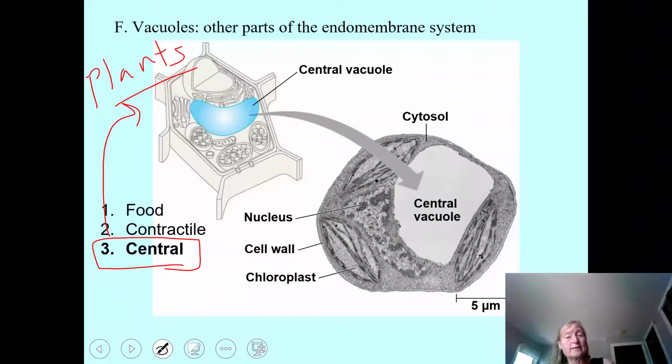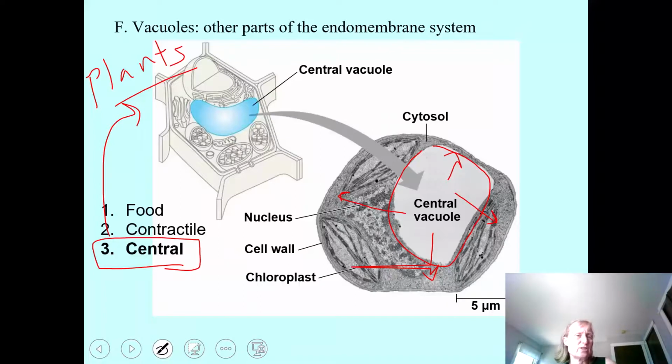And importantly, this large central vacuole filled up with water pushes against the cell wall and helps support the plant cell, so that it's turgid, if you will. When the plant cell loses water from its central vacuole, the central vacuole kind of shrivels or shrinks, and the cell becomes less rigid, and it can lose some of its structure. It can lose its support, if you will. But these are not found in animals, just plants. All right?